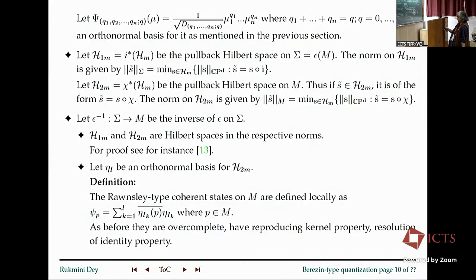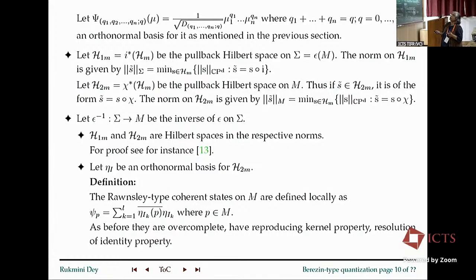This is a thing I found in one functional analysis book, a book by Raghupati and Nelson, I think. I will come to that later when I do the bibliography. So then I pull it back to there. As before, they are overcomplete and have the reproducing kernel property.